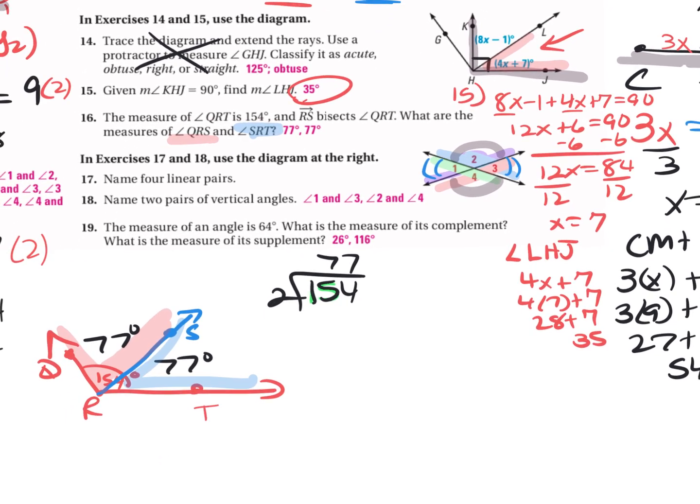And then the last one here, the measure of an angle is 64. So for the complement, these are two angles that add to be 90 degrees. So I'm going to do 90 minus 64, and I get 26 degrees. For the supplement, these are two angles that when you add them, they add up to be 180. So subtract 180 minus 64, and I get 116. So just understand the vocabulary words complementary and supplementary.